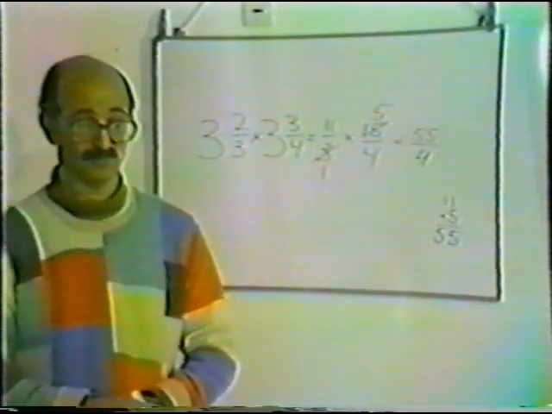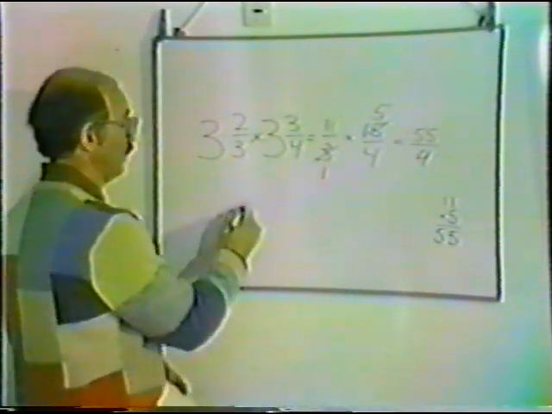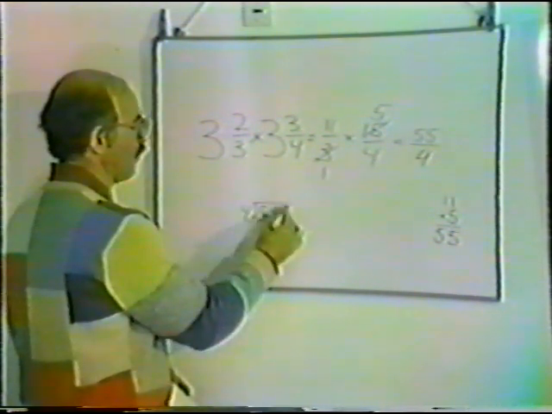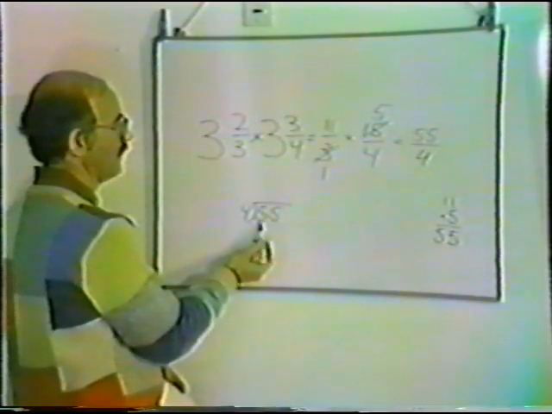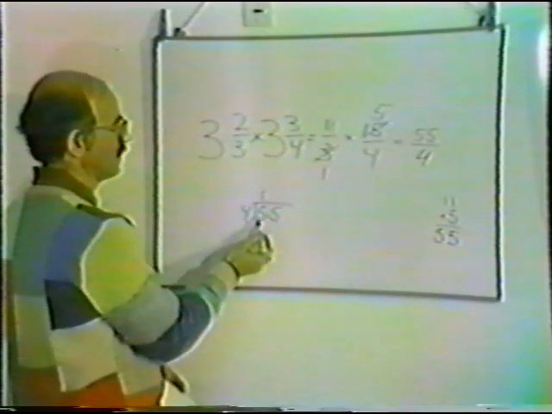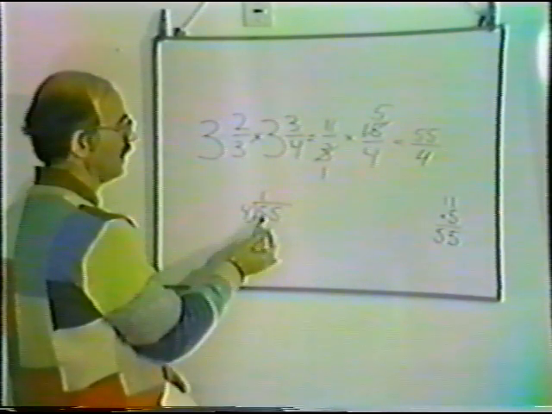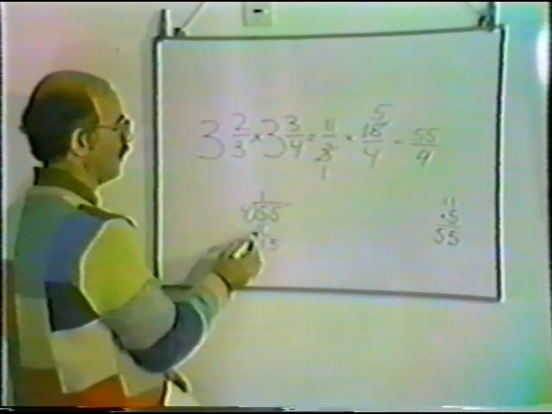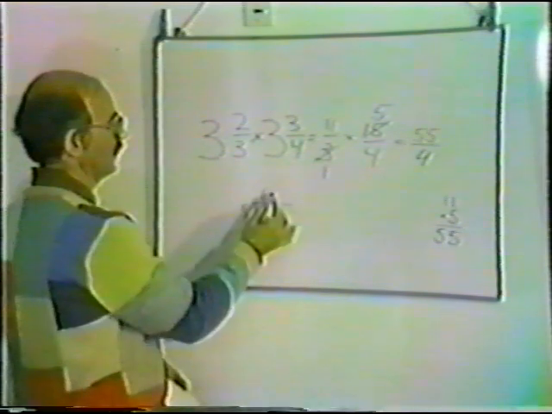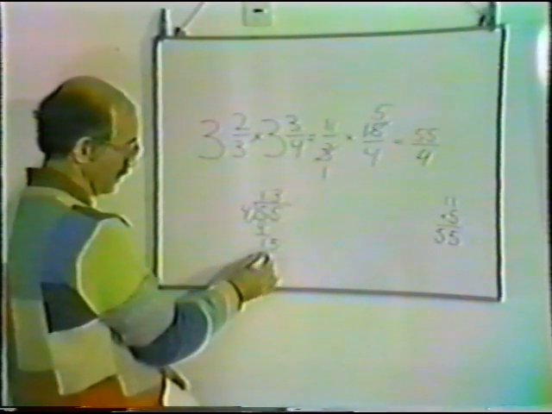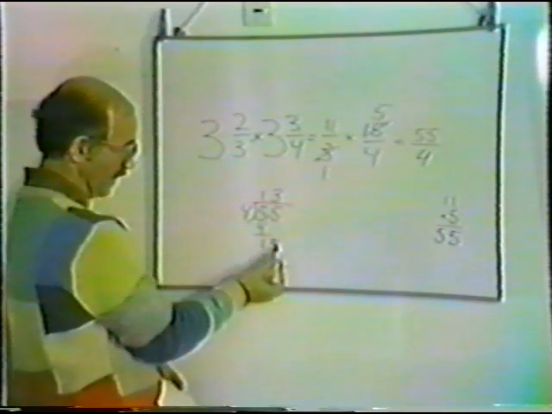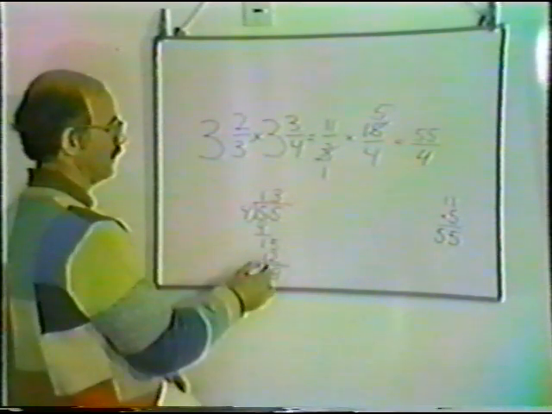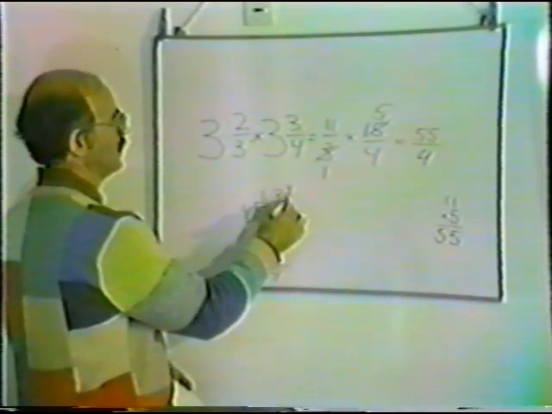Why not? It's an improper fraction. We have to divide bottom into top. 4 into 55. 4 into 5 goes? 1. 1 times 4 is? 4. 5 take away 4 is? 1. Bring down the 5. 4 into 15 is? 3. Because 3 times 4 is? 12. 5 take away 2 is? 3. 3 what? 3/4. 13 and 3/4.